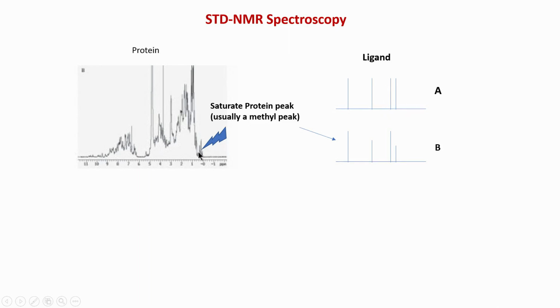Now, after irradiating the signal of the methyl peak of the protein, if there is an interaction between the protein and the ligand, as I mentioned, there will be a decrease in the proton signals of the ligand. This is called saturation transfer, because saturating a methyl proton of the protein will cause a decrease in the intensity of the ligand protons. Now, if I take a difference between A and B, you see I will get some peaks which are affected because of this irradiation.